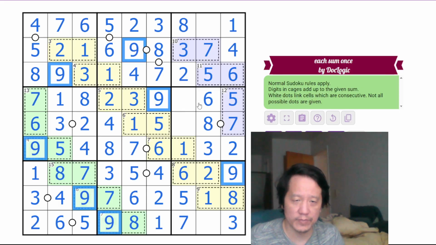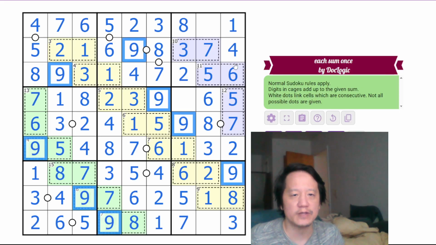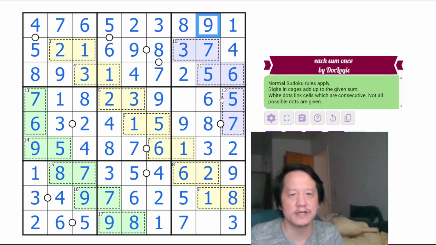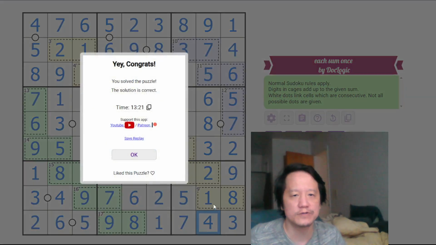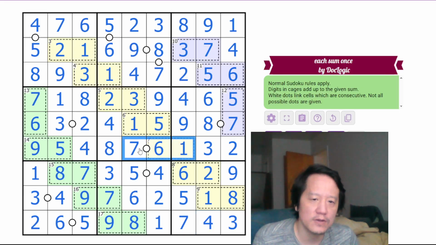9, the last 9 in row 5 has to be here. That gives us 8 and 9, so we know where the last 9 is there, and the rest are 4s. And that's how you solve it. Fairly straightforward.